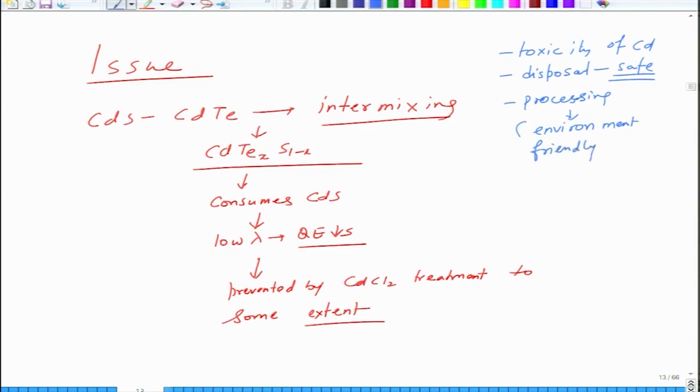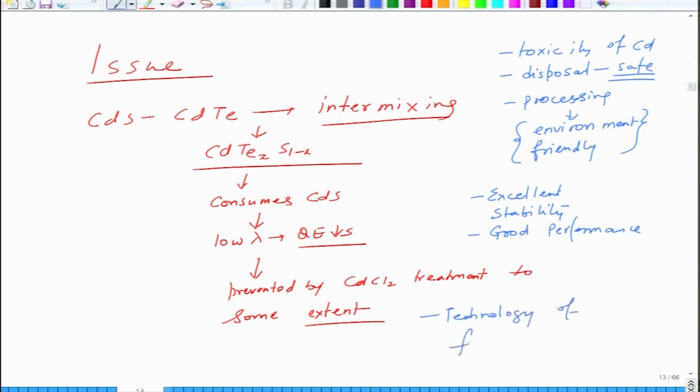But by and large, it's a very good technique. It has good atmospheric stability, excellent stability, good performance. So it's a technology of the future. It already makes up 10% of the market of solar PV devices worldwide, and there are hopes that this will pick up soon. So this is where we end our discussion on cadmium telluride.